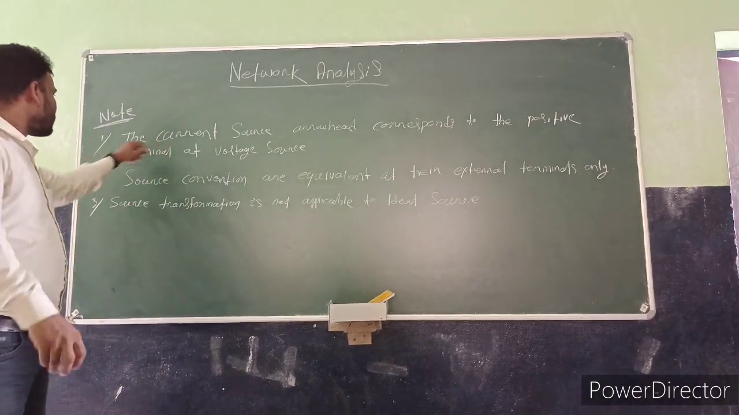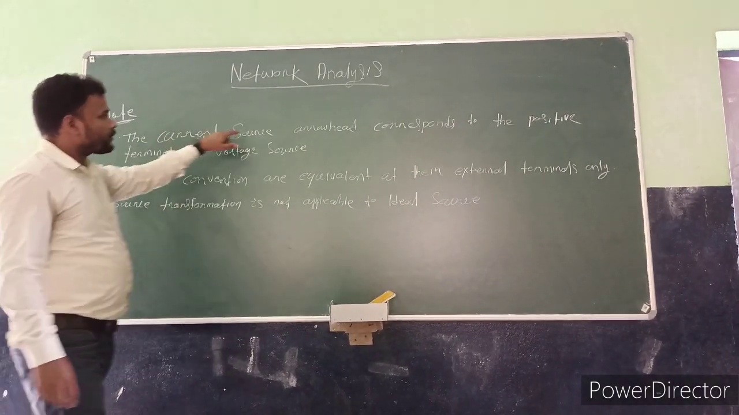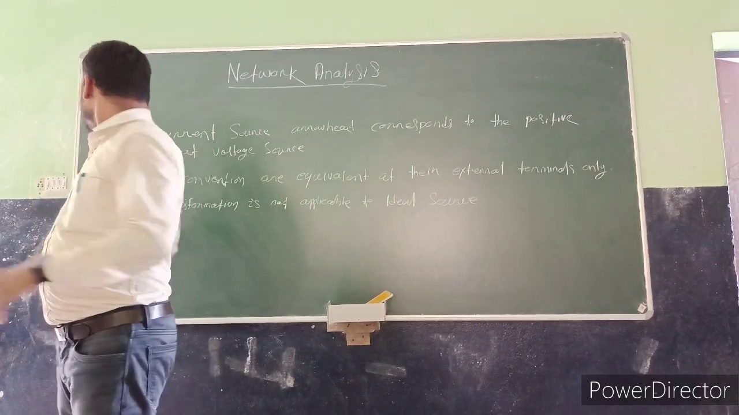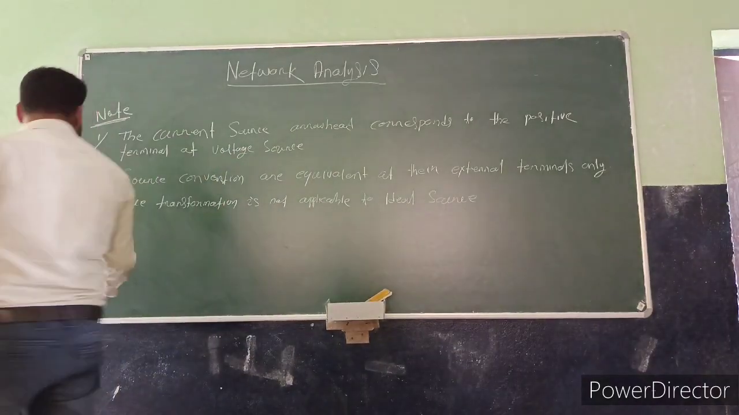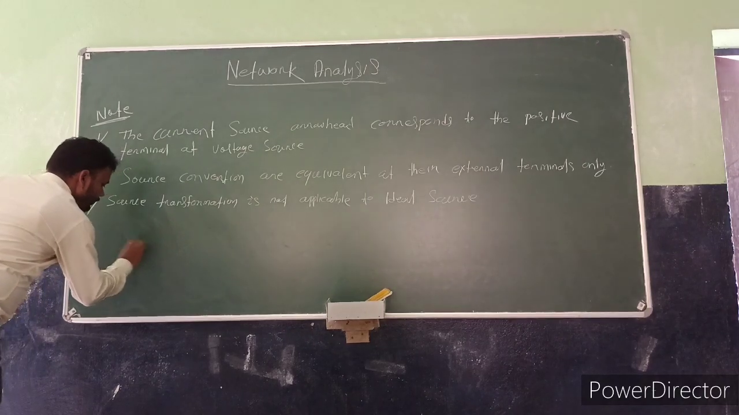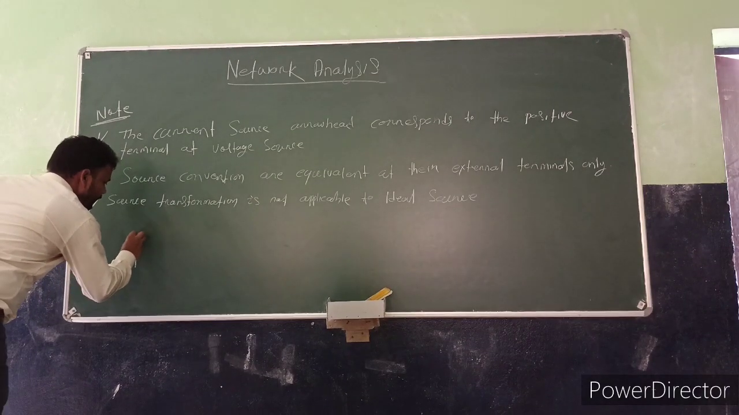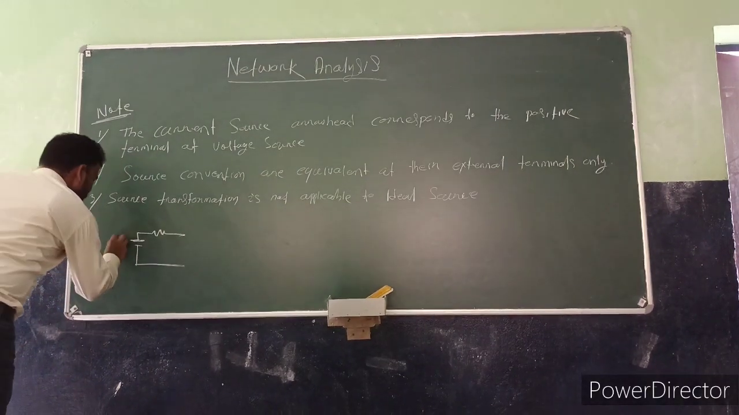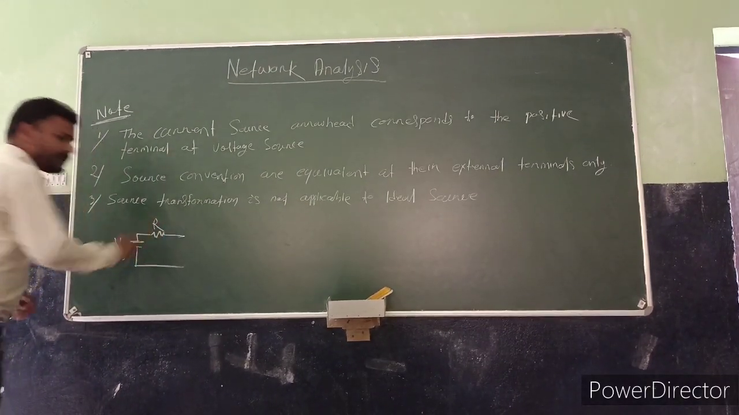What are the important points? First, the current source arrowhead corresponds to the positive terminal of the voltage source. That means, suppose this is your voltage source like this. This is a practical voltage source of Vs with a resistance Rs.